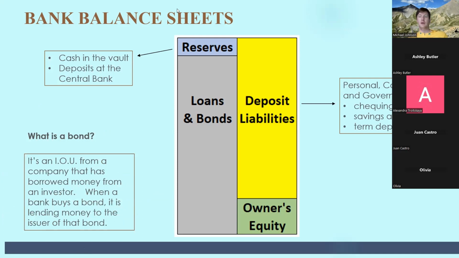That's how bonds work. If you buy a bond, you are a lender. If you sell a bond, you are a borrower. Oh, correction: if you issue a bond, you are a borrower.